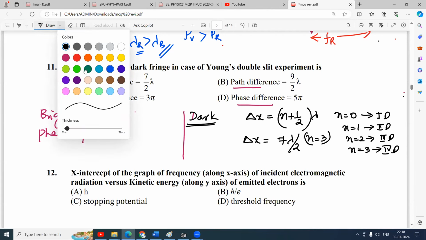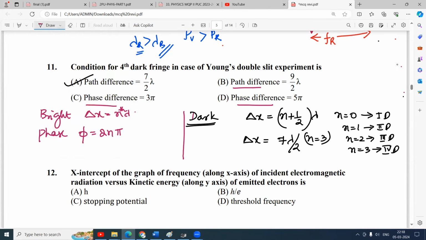The phase difference, if you want to write it, should first be pi, then 3 pi, then 5 pi, then 7 pi. It should be 7 pi. So neither this one nor this one is true. This is the fourth dark fringe condition.